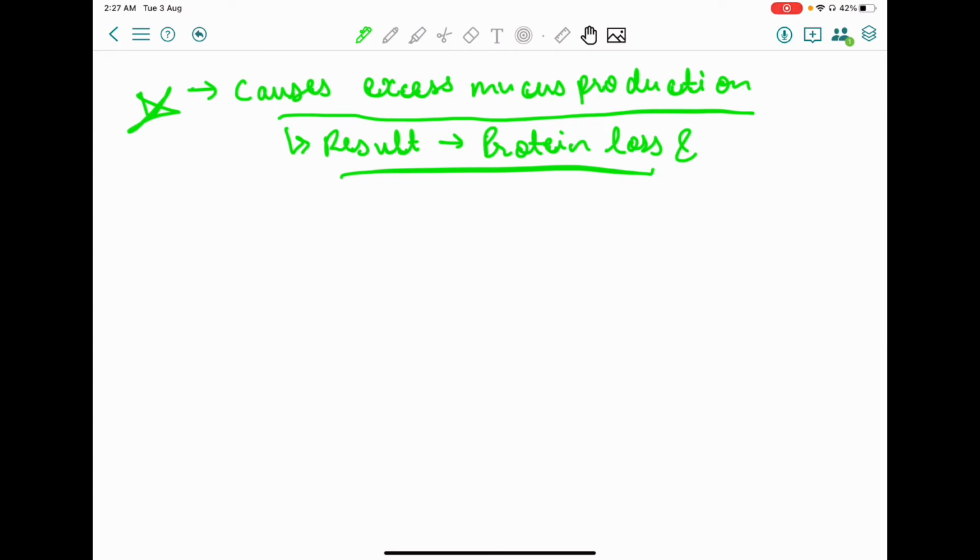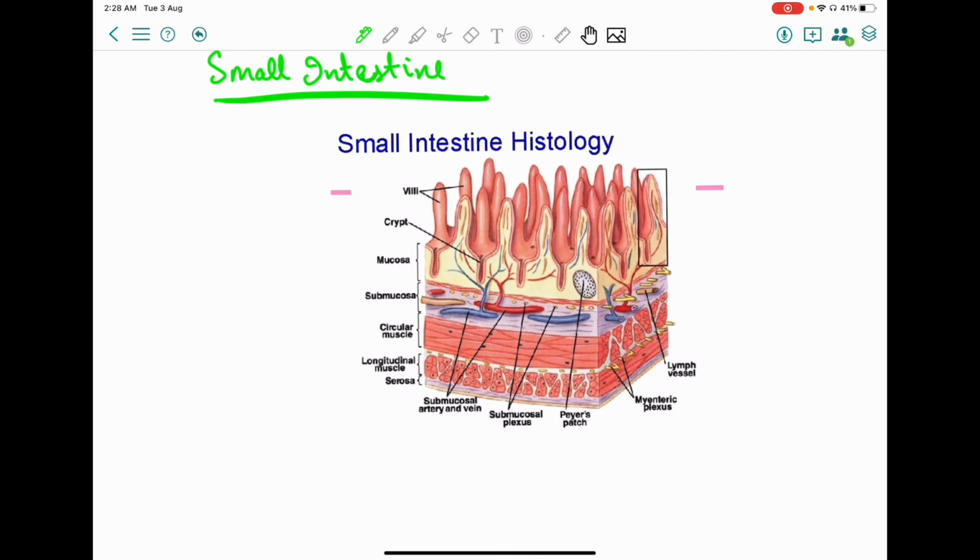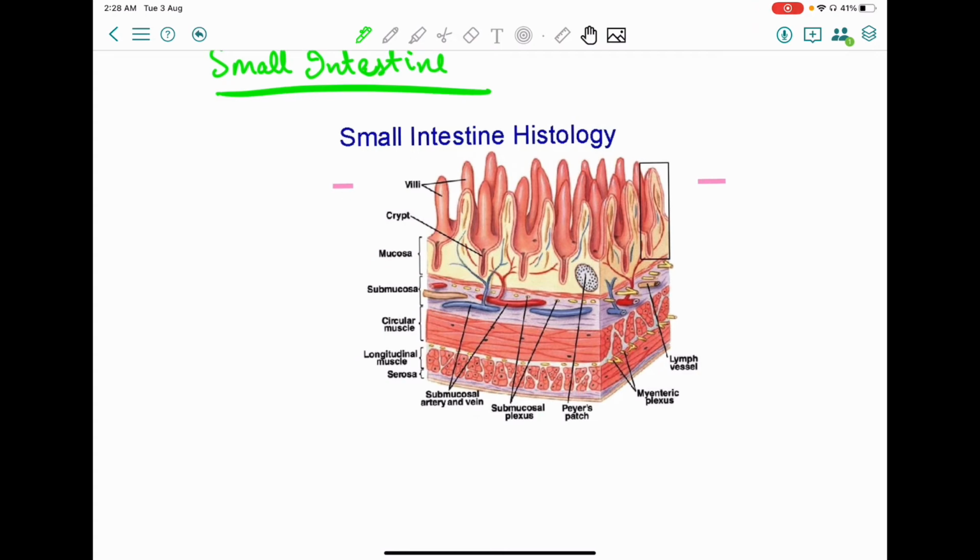Now let's start our third layer. How many layers have we talked about? I have told you about the stomach and the esophagus. Now we are going to talk about the small intestine. What will the small intestine have on the epithelium, or you can say mucosa? It will have villi. And what is their function?